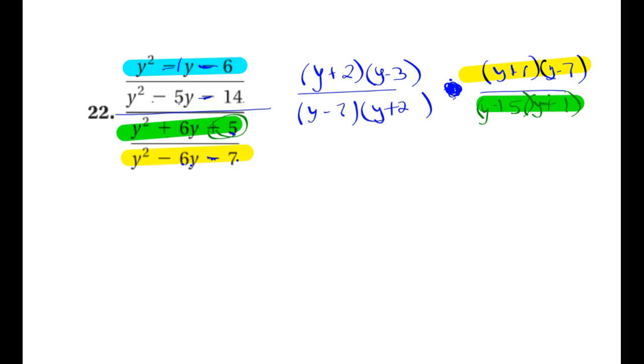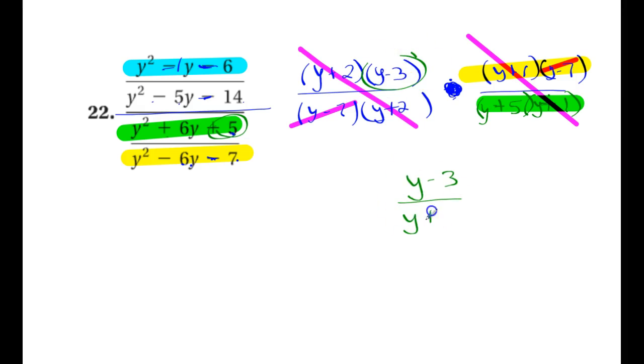Any numerator with any denominator can cancel. So I think these y plus 1s can go. This y minus 7 cancels with y minus 7. The y plus 2s cancel. Anything in the numerator can cancel with anything in the denominator. And I think that leaves me with this y minus 3 over y plus 5 for final solution.